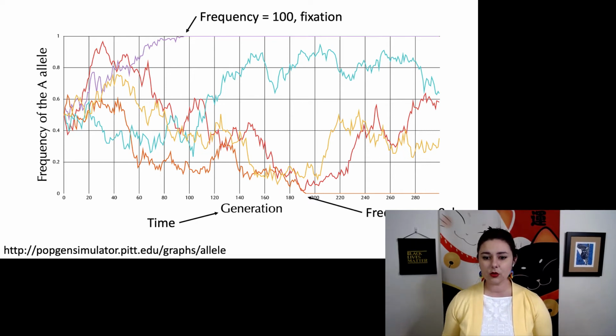You also see this orange line here. It has the opposite thing happen. It goes to a frequency of 0. We call that being a loss or being lost. That allele is no longer present in the population, and the other allele has gone to fixation. If we only have a system where we're talking about two alleles, if one is lost, the other goes to fixation and vice versa.